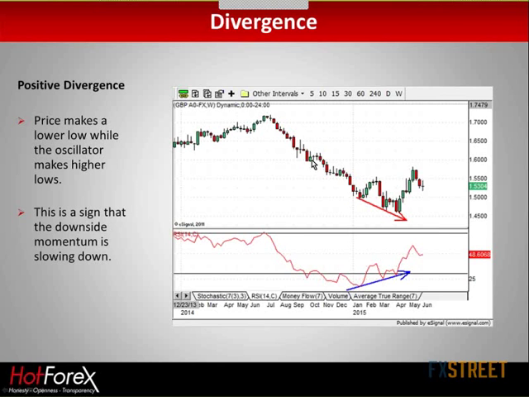Yes, RSI is moving higher, so that means there is divergence. But why is it happening? Can somebody tell me why RSI is moving higher while the price moves lower? What's the reason for it?